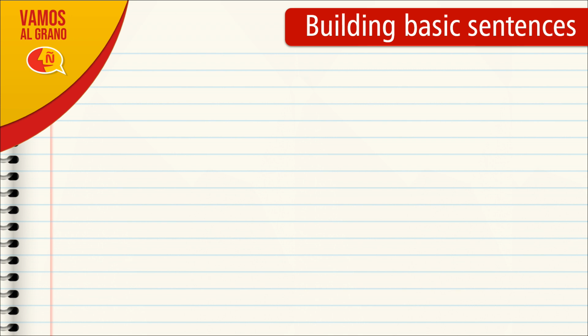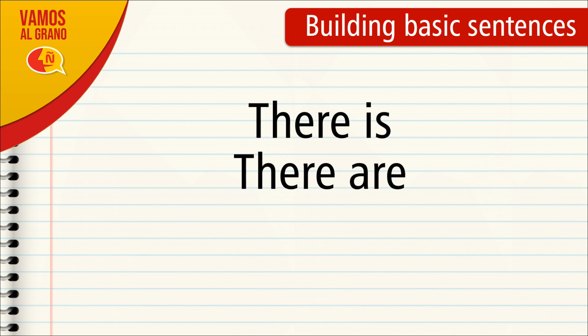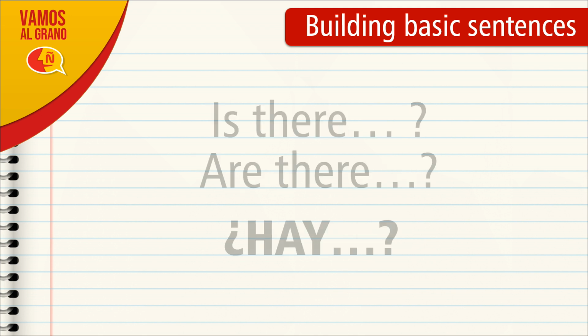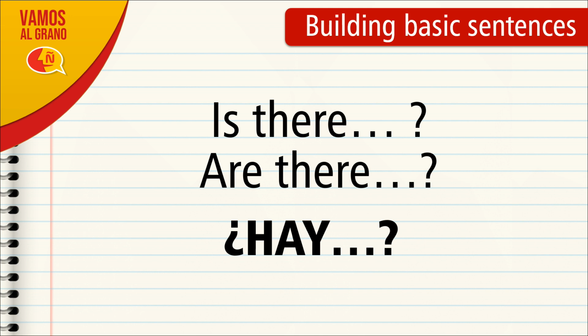The first thing that I want to explain to you is that saying there is or there are in Spanish is very simple. It's a simple matter of using the word hay. What about the negative way? It's simply no hay, no hay. And what about the interrogative way? Well, in Spanish it's just like the affirmative way, but of course we change the intonation. So it's ¿hay?